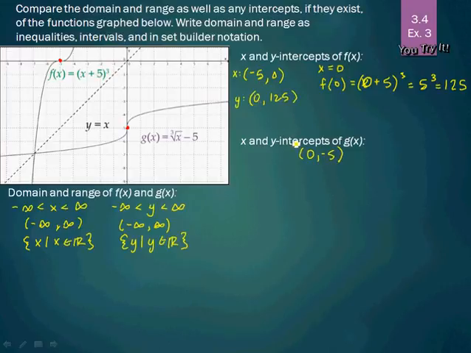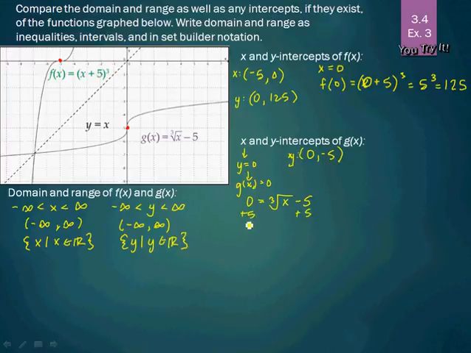Now looking at the other one, g of x, let's find the x-intercept. So x-intercept means that y will be 0. So in our equation, that means g of x is 0. We just put that in our equation: 0 equals the cube root of x minus 5. Solving, add 5 on each side so that we can get x alone.